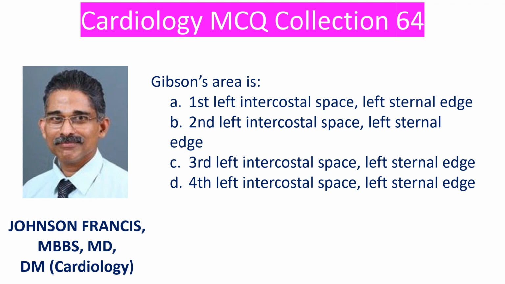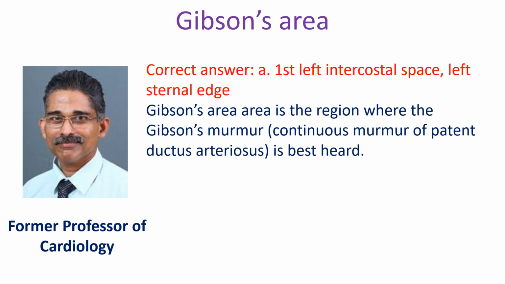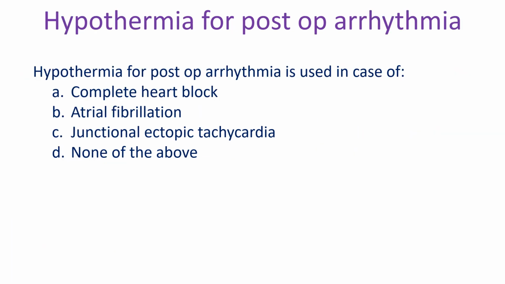Gibson's area is A. First left intercostal space, left sternal edge. B. Second left intercostal space, left sternal edge. C. Third left intercostal space, left sternal edge. D. Fourth left intercostal space, left sternal edge. Correct answer A. First left intercostal space, left sternal edge. Gibson's area is the region where the Gibson's murmur, continuous murmur of patent ductus arteriosus, is best heard.